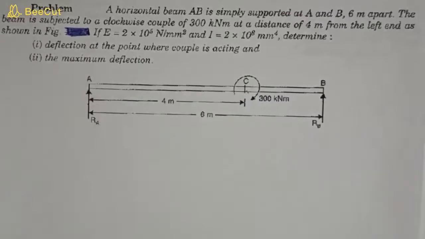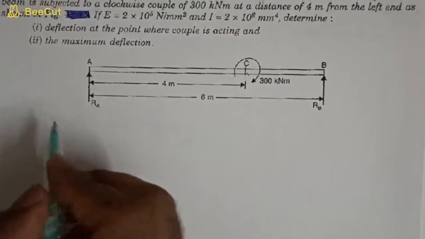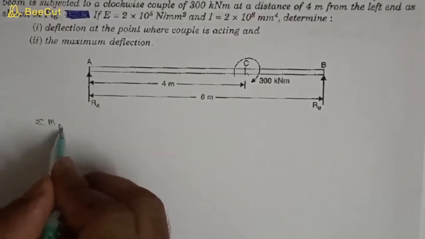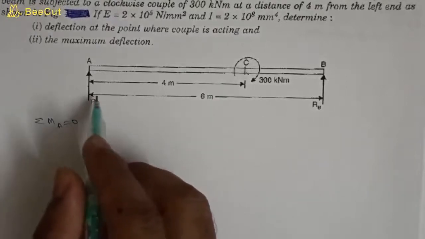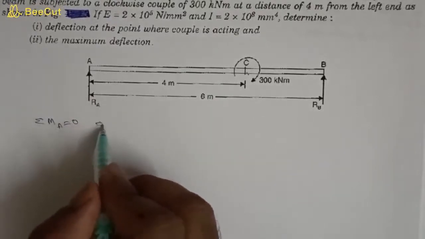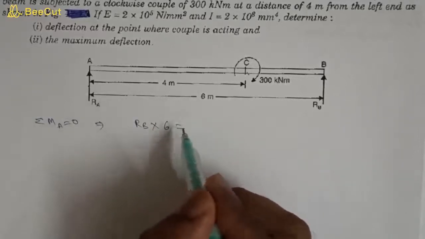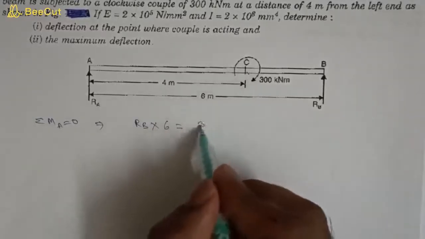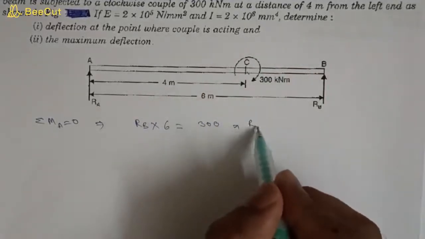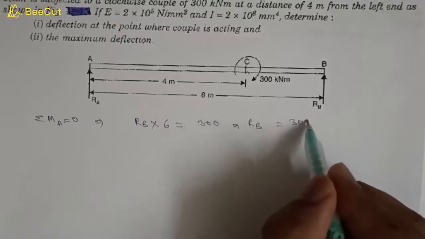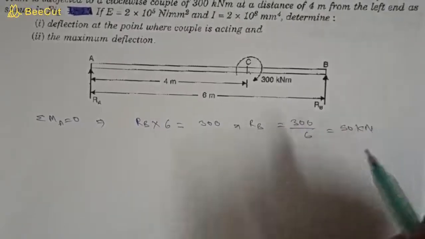So what we will do, first of all we have to determine the reactions. If we take the moment about point A, then the sum of all the moments about point A should be 0, because here it is resting at a support. So RB into 6 is equal to 300. This is counterclockwise, this is clockwise, so they will be equal. So RB is 300 divided by 6, so it will be 50 kilonewton.